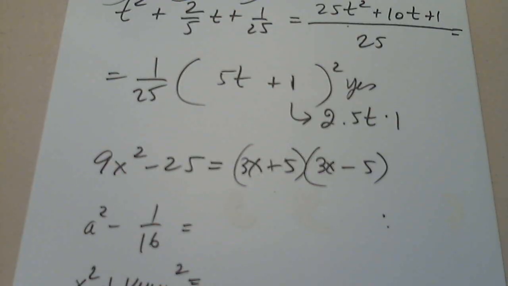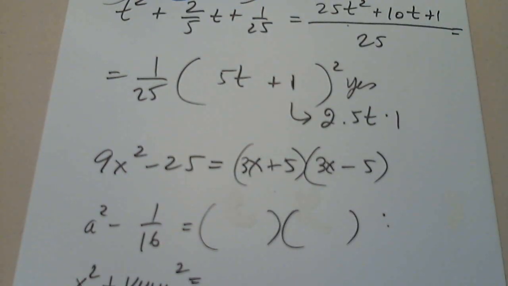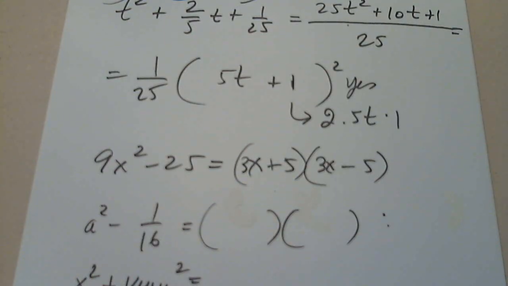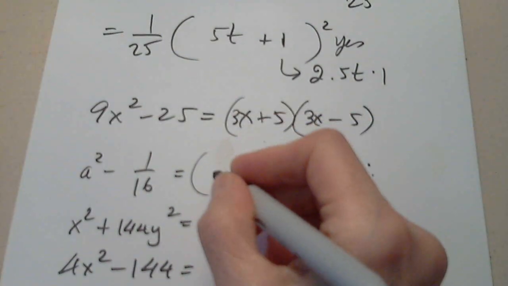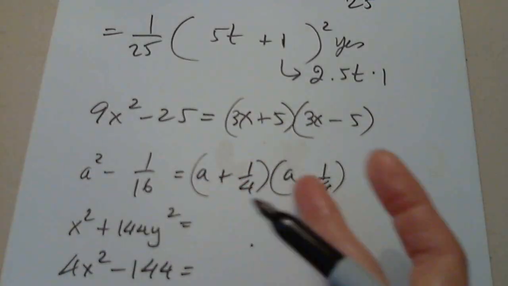Special product. Can anyone give us an idea about the special product? Of course, it's a difference of squares because I cannot cube anything to get a square, and I cannot cube anything to get 1 over 16. So it's a difference of squares. So what do I get? Anybody? a and 1 over 4. So a plus 1/4, a minus 1/4, in any order you want.